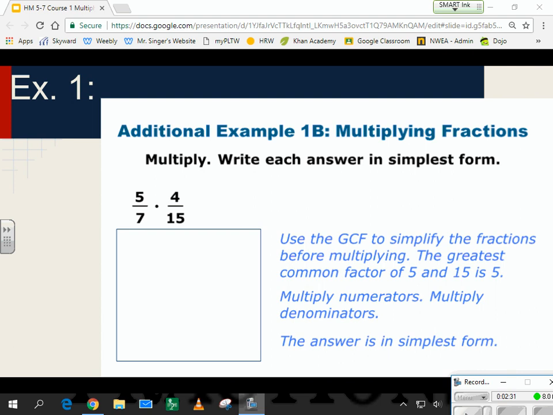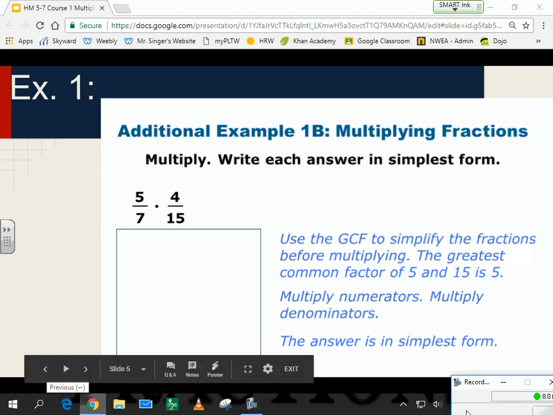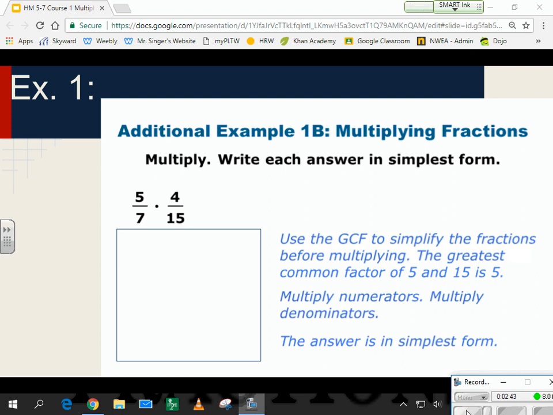All right, here's another one to look at. So you can see that for 7/5 times 4/5, you should be able to do 5 times 4, which gives you 20. Let's go ahead and write that down. 5 times 4 equals 20. And 7 times 15, which makes 105. We have our fraction of 20/105.